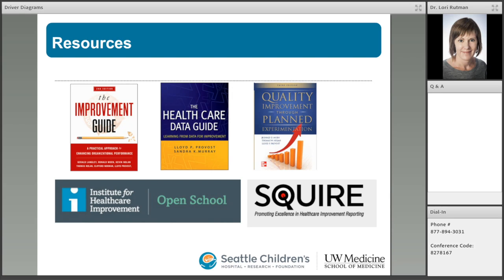And then the SQUIRE guidelines, which I started introducing at the end of this webinar. SQUIRE has its own website, and so if you're thinking about writing up a QI project, or even if you're just looking for some guidance on how to organize a QI effort, reading through the SQUIRE guidelines can be very helpful because they were designed not only as a way to organize a manuscript, but really to be used proactively and prospectively as you're planning any QI intervention.